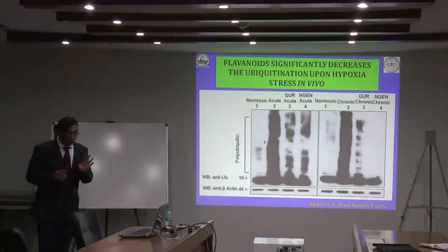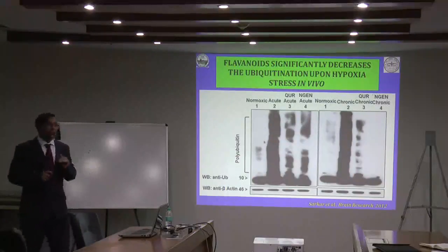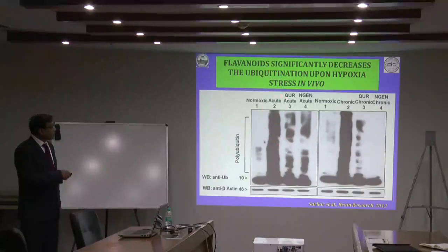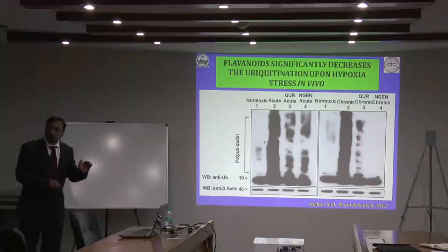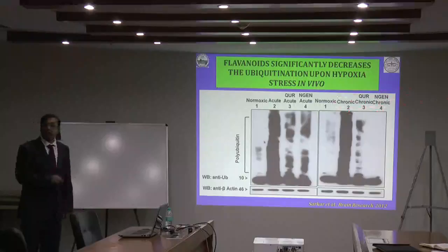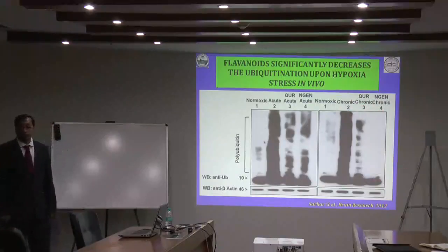Finally, we did another experiment, the ubiquitination assay. In the case of acute and chronic conditions, we got the polyubiquitin band in both conditions. But the moment we added these drugs, the ubiquitin level dropped, and the best drop is in the chronic condition with naringenin treatment. This means ubiquitination is also inhibited after using naringenin and quercetin in the hypoxic mice model.